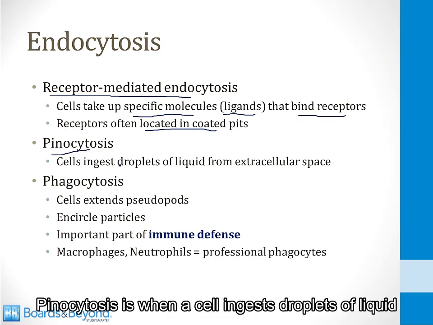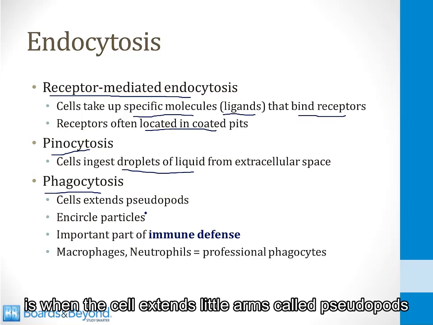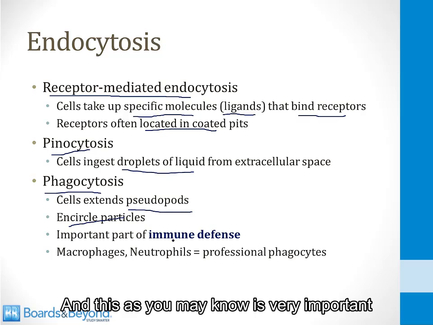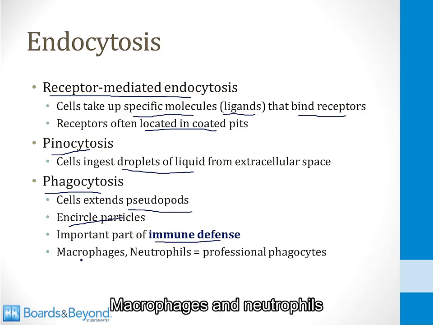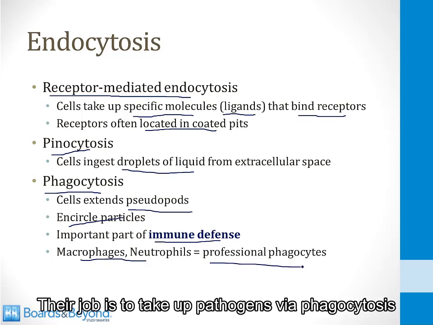Pinocytosis is when a cell ingests droplets of liquid from the extracellular space. And then finally, phagocytosis is when the cell extends little arms called pseudopods from the cell membrane that encircle a particle. And this, as you may know, is very important for immune defense. Macrophages and neutrophils are called professional phagocytes. Their job is to take up pathogens via phagocytosis.